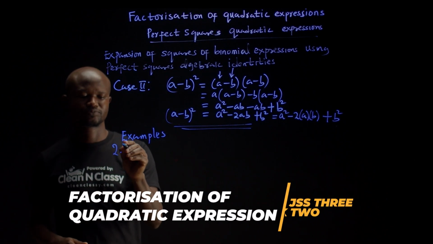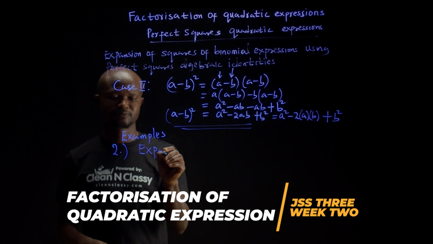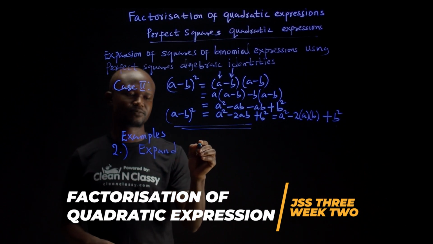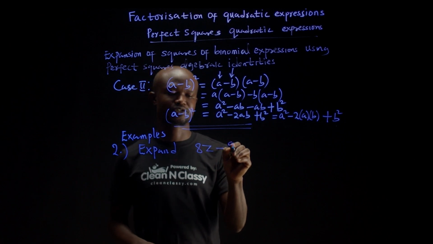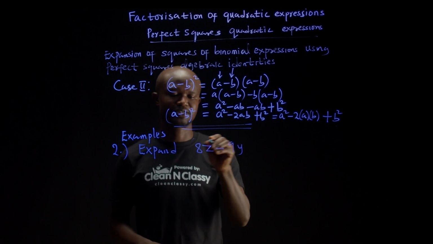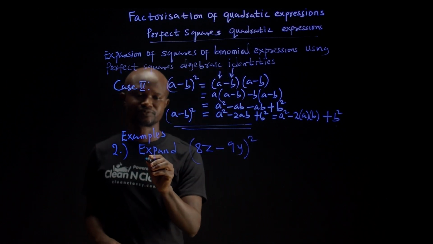Number 2. Expand 8z minus 9y raised to the power of 2. Solution.